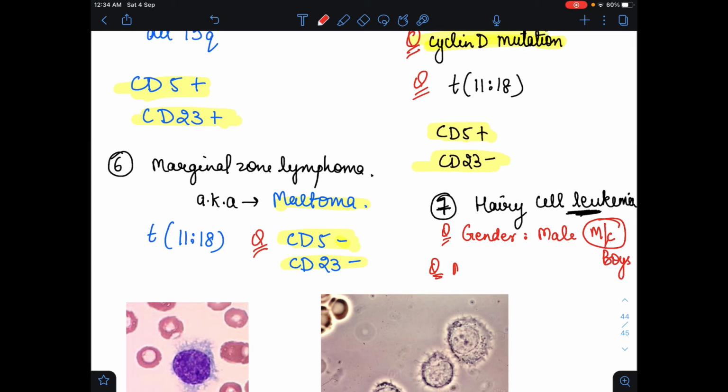And here is the mutation which we see in hairy cell leukemia. Please remember, it is a very important question about the mutation seen in hairy cell leukemia.